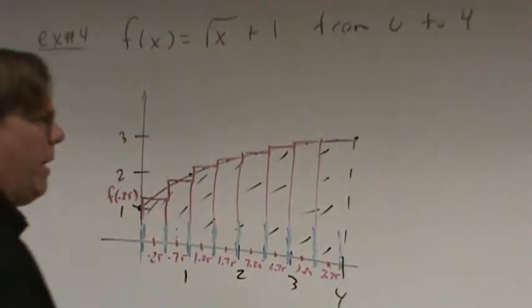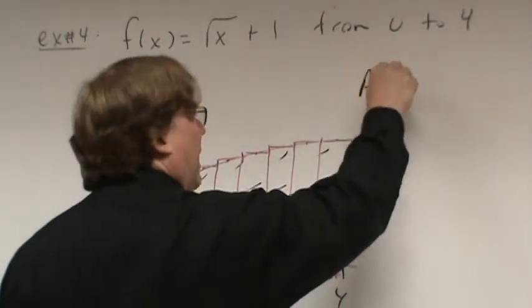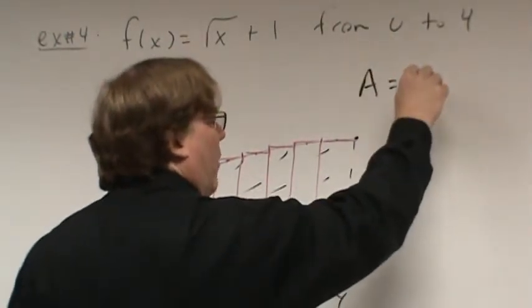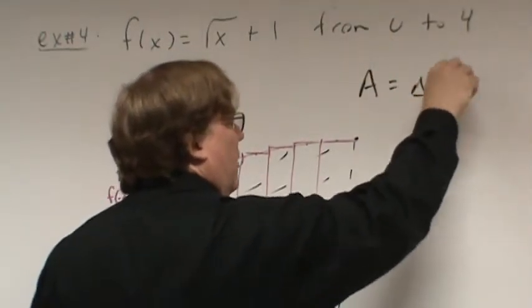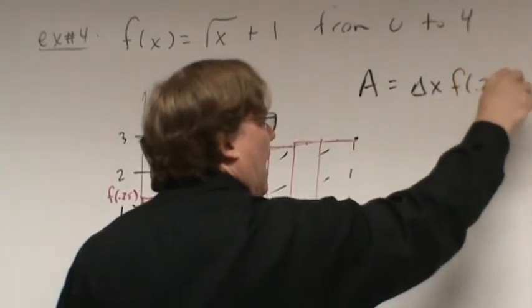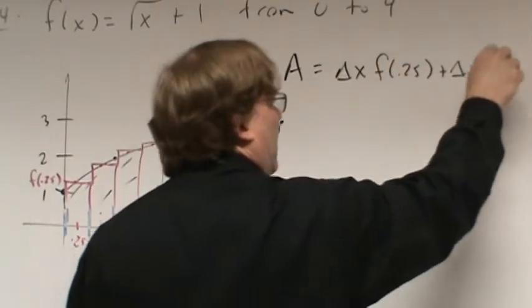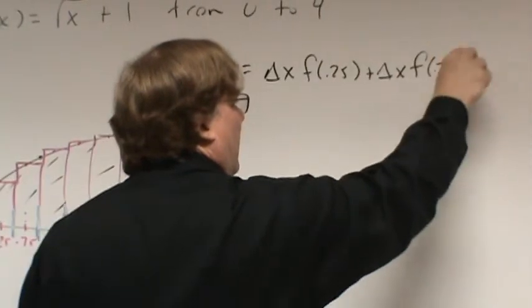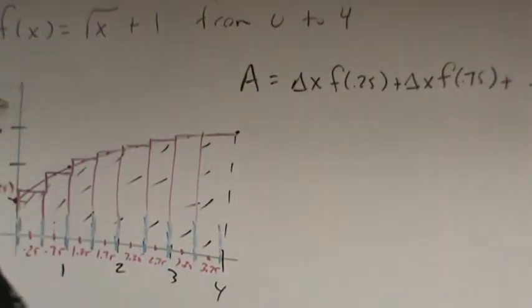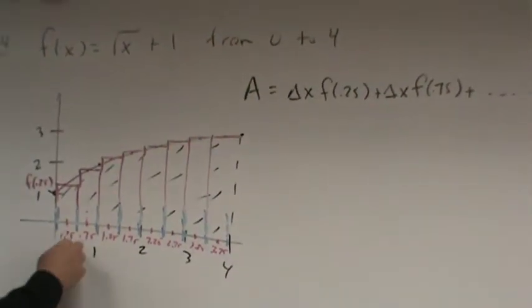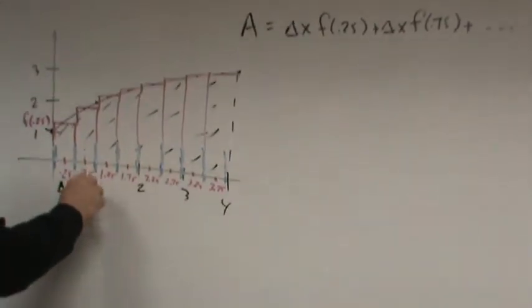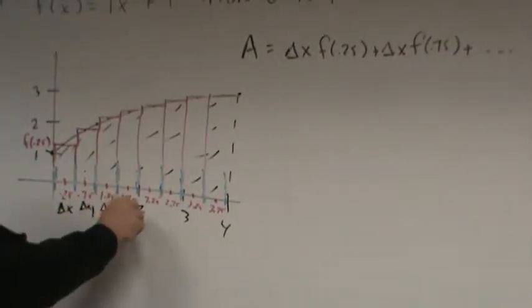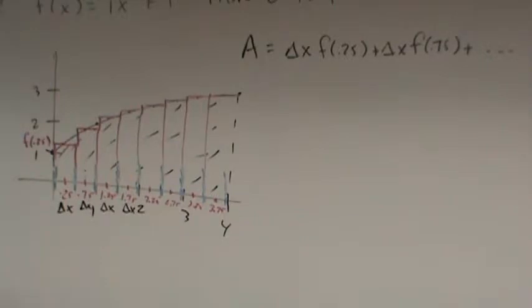And I just want you to notice that the area ends up being delta x times f of 0.25 plus delta x times f of 0.75, etc., right? I want you to see that each one of these rectangles has the same delta x, the same width. We call delta x the width of each partition. And you tell me, what is my delta x here?